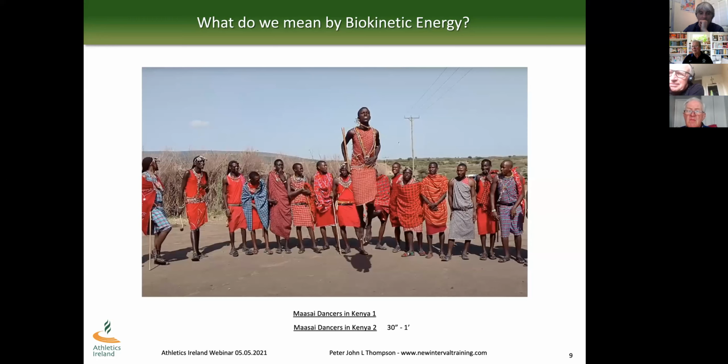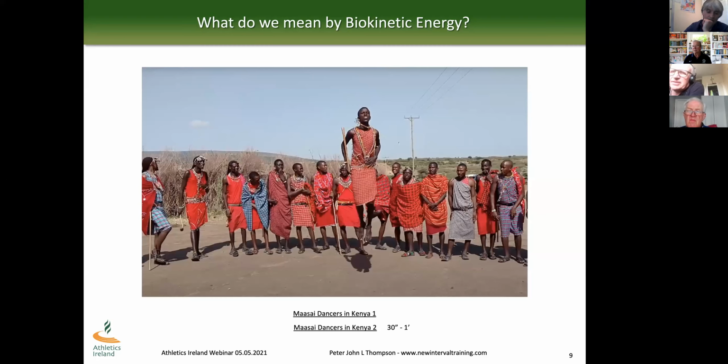So what does that tell us as coaches? Well, it tells us that it certainly can't be ATP-CP work, because it's going well beyond the duration that would allow maximal activity. And so what we're seeing here is biokinetic energy in action.